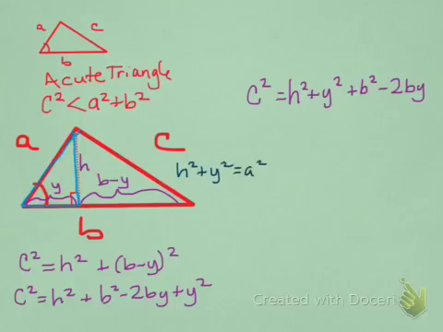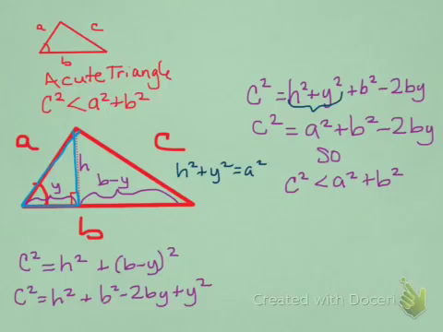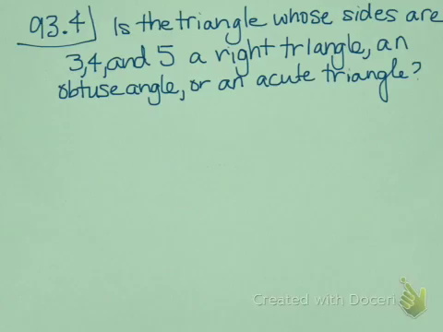and I have H squared plus Y squared is equal to A squared. So I will take that information and plug it in, so I can say C squared is equal to A squared plus B squared minus 2BY. So C squared is equal to A squared plus B squared minus a certain amount. Therefore, C squared has to be less than A squared plus B squared. Okay, so now we're going to take this and apply it.